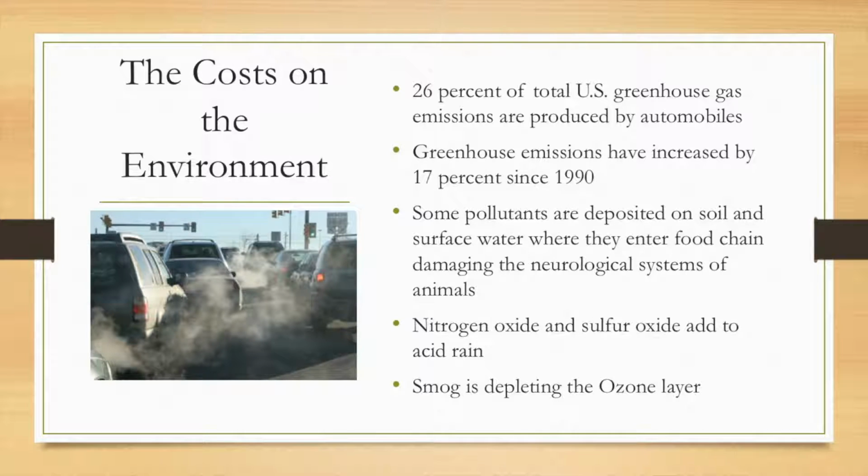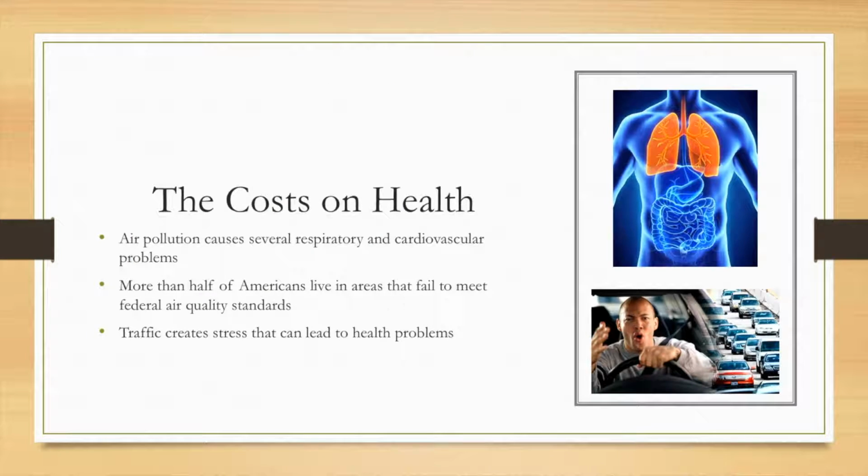One of the biggest issues related to car emissions is the smog that depletes the ozone layer. The ozone layer protects all natural life on Earth from harmful ultraviolet rays produced by the sun. When the ozone layer is depleted, more ultraviolet rays are allowed to reach humans, increasing the number of cases of skin cancer and cataracts. Air pollution by itself causes several respiratory and cardiovascular problems for humans.